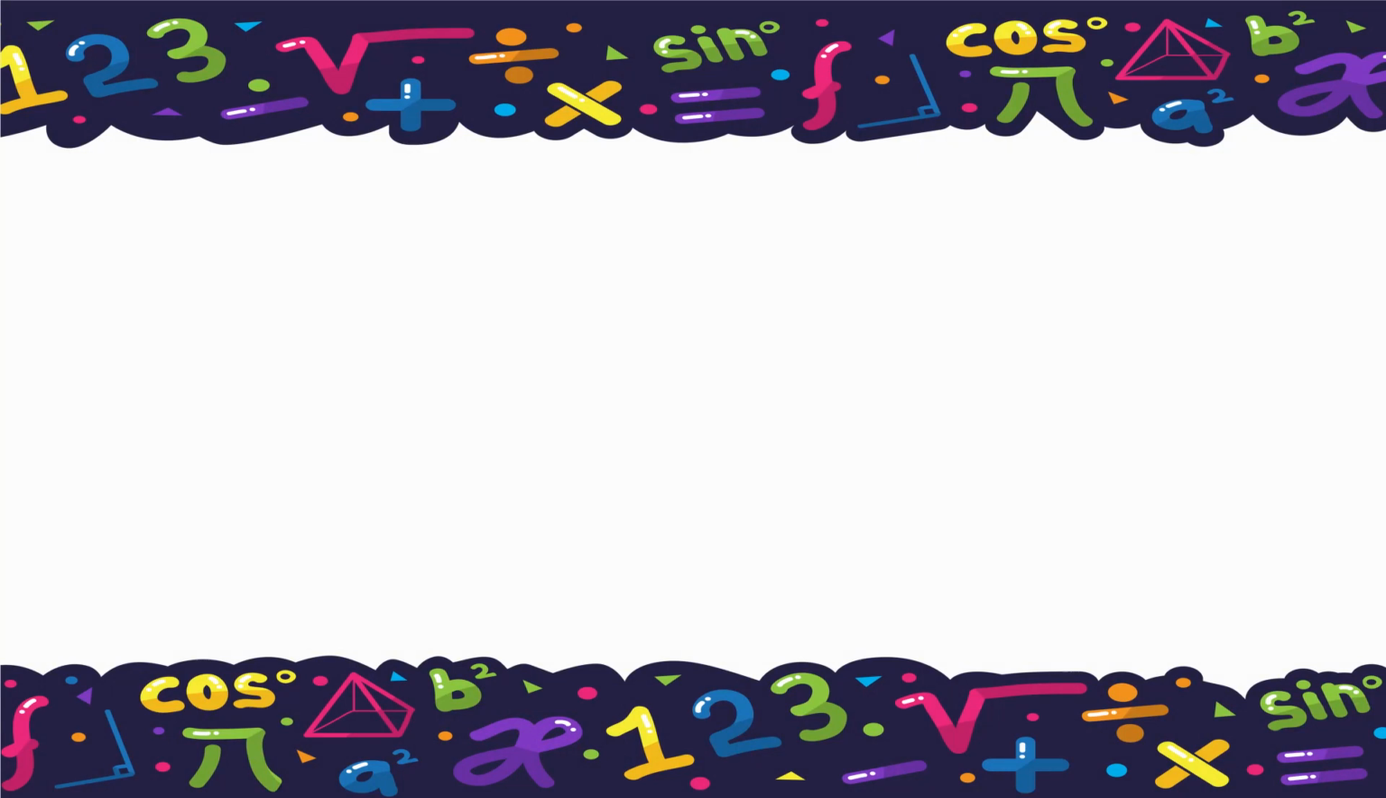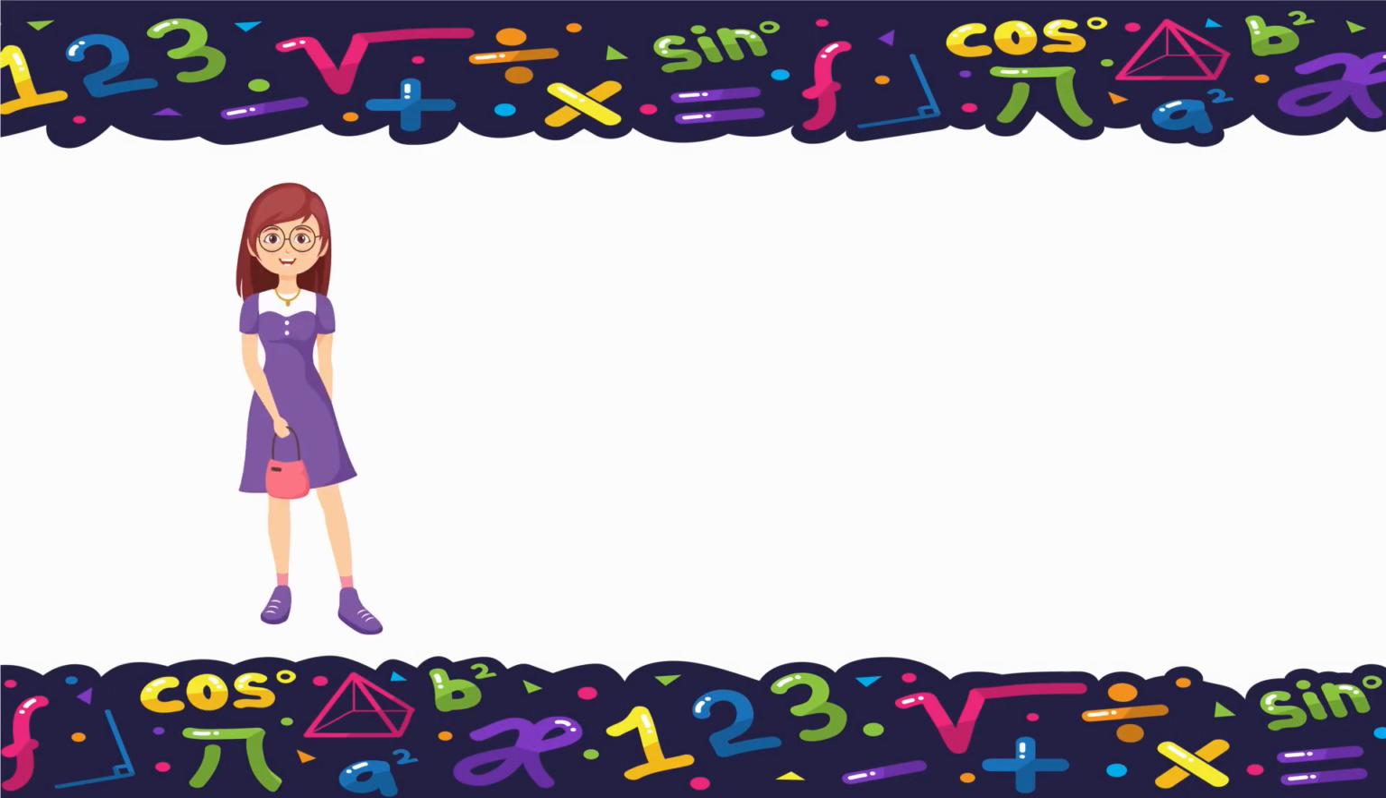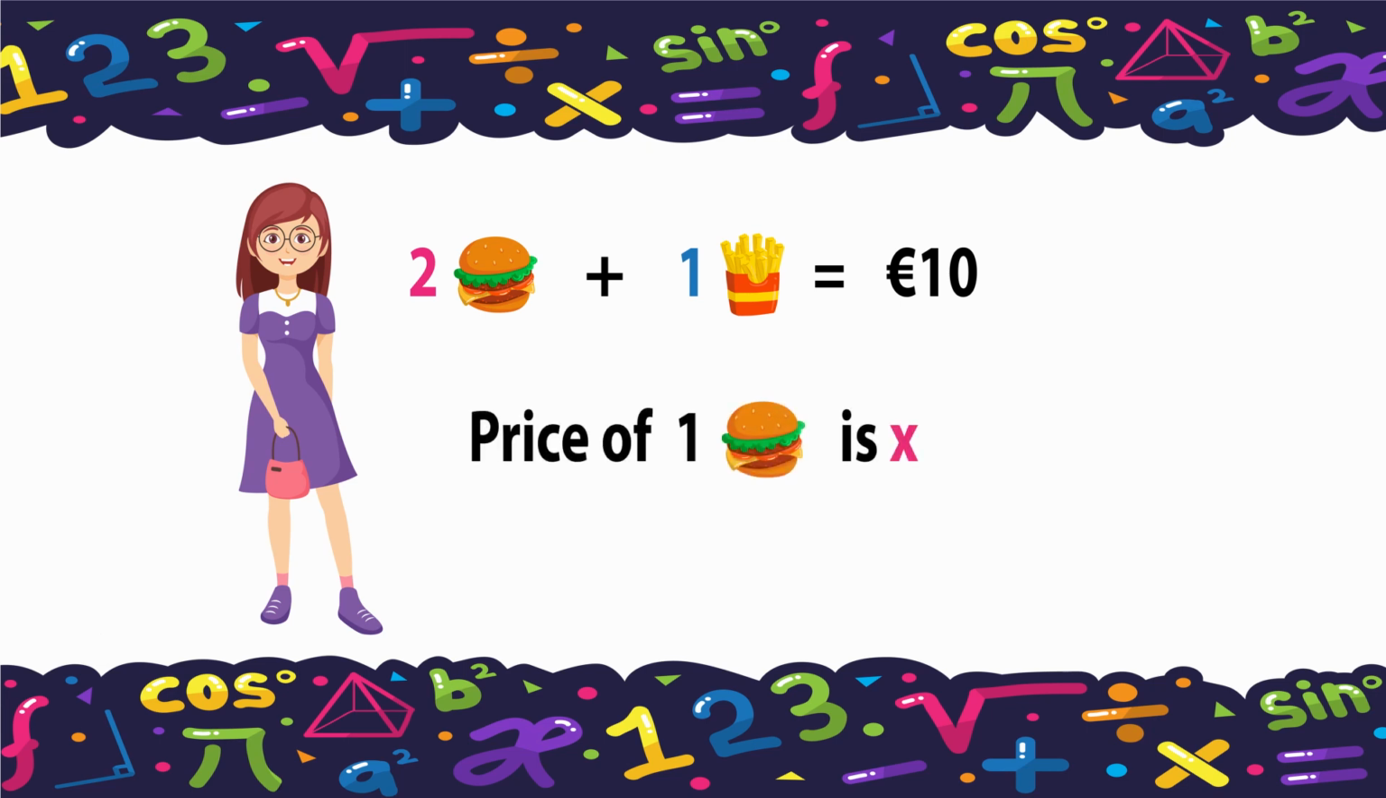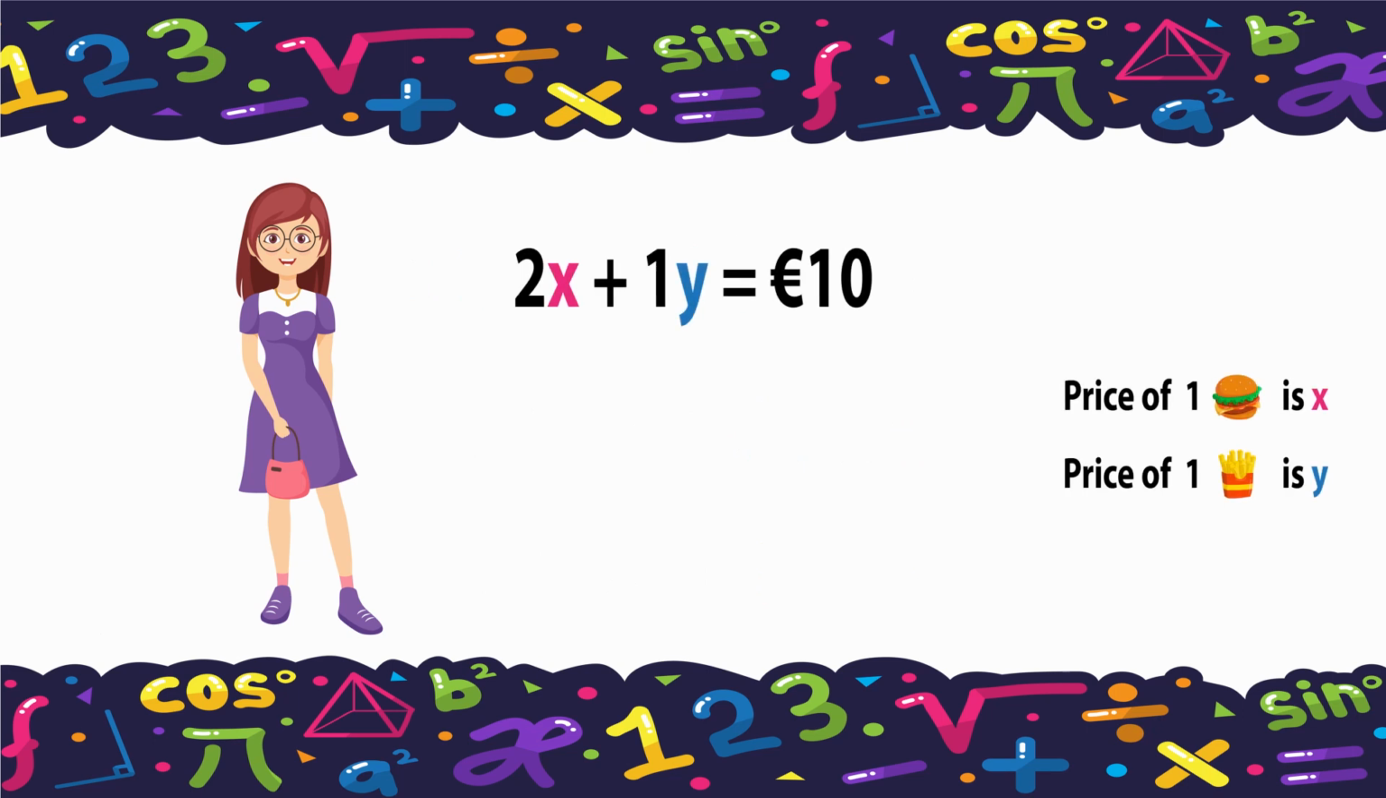Greta went to a takeaway shop and ordered 2 burgers and 1 fries. For this, she paid €10. Now, let us represent the cost of 1 burger with x and the cost of 1 fries with y. This gives us the equation 2x plus y equals 10. Can we guess the price of the burgers and the fries?